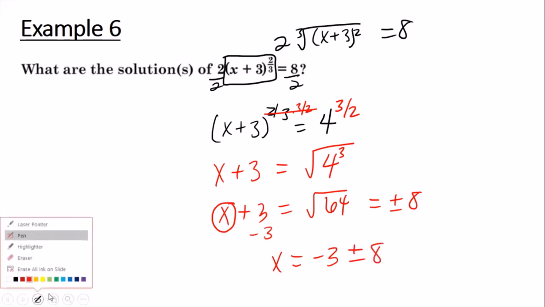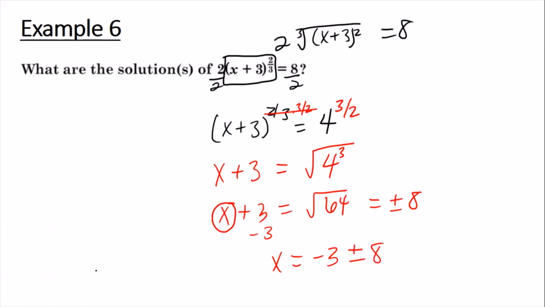What does the plus or minus mean? You have to add and subtract. So what is -3 plus 8? 5. What is -3 minus 8? -11. So your two answers are 5 and -11.